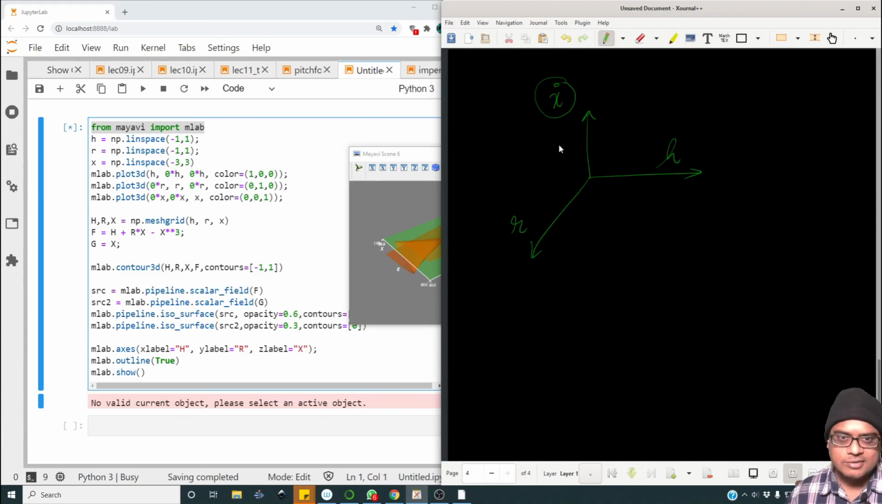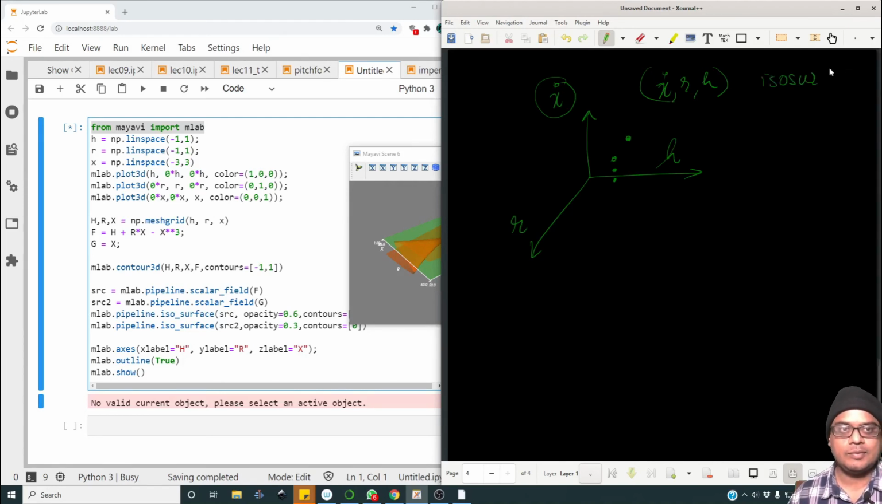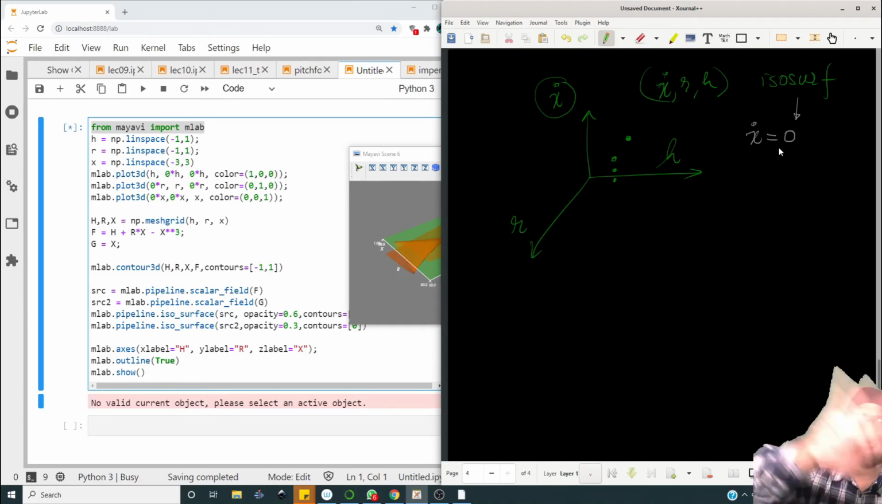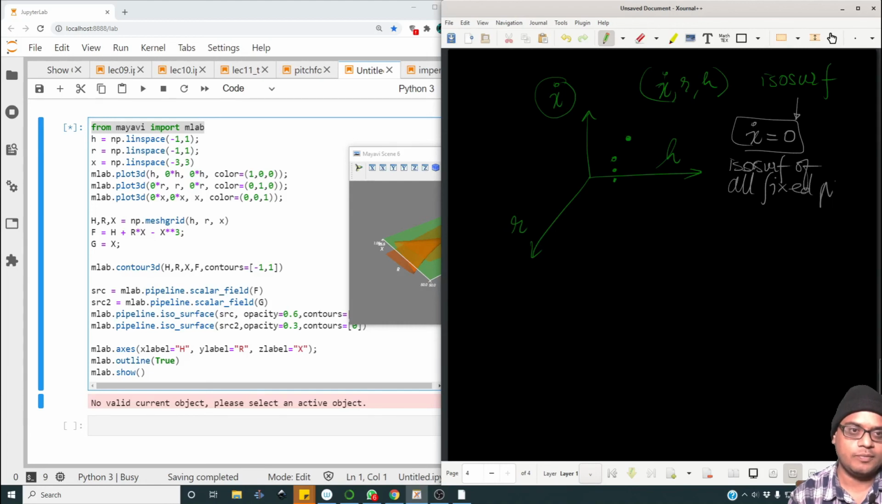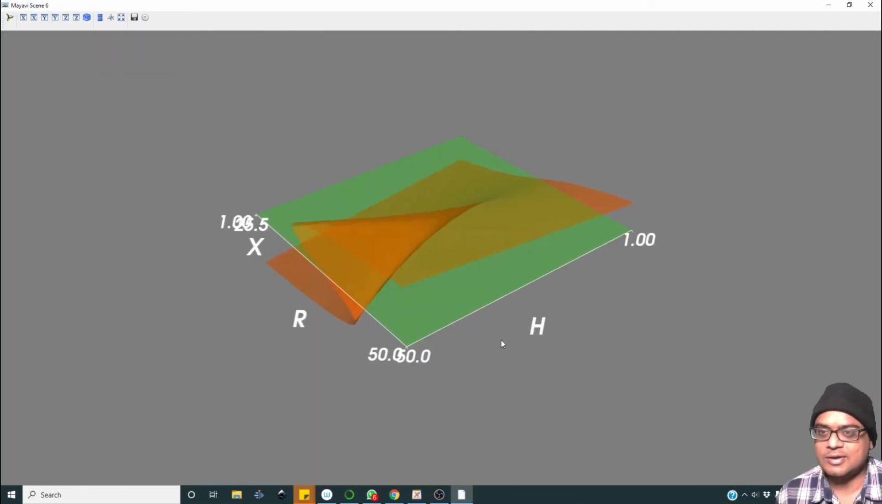So the fixed points should give us some curve in this plane, and there will be zones in which we have only one fixed point, and then there will be three fixed points in a certain zone, and there will be a surface in this x dot R H volume which will correspond to an isosurface, which will correspond to a surface in which x dot is 0 all over, and that surface will be the surface of all the fixed points. Okay, that is the meaning of that. So this will be the isosurface of all fixed points, and those three fixed points should also be visible. So let me enlarge this further.